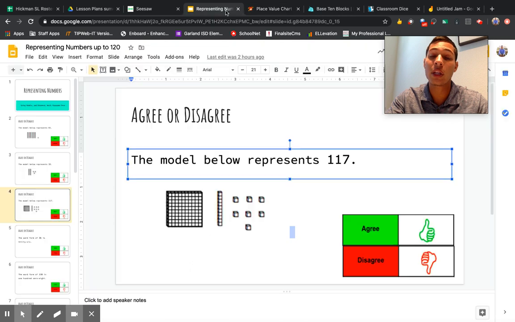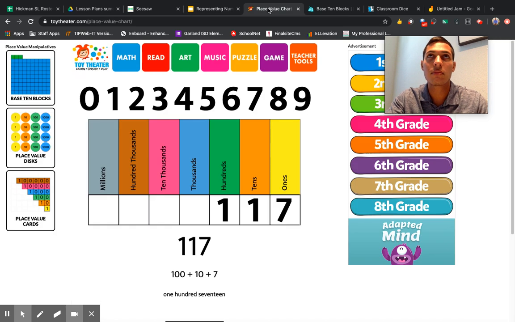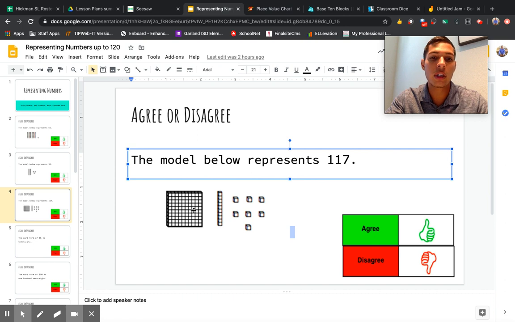110. So that means we should only have 1 rod here. Oh, we do. We have 1 rod. How many flats? How many hundreds do you think we should have? 1. Exactly, 1. So let's go back, double check. We have 1 here. Okay, let's move on to our next problem.